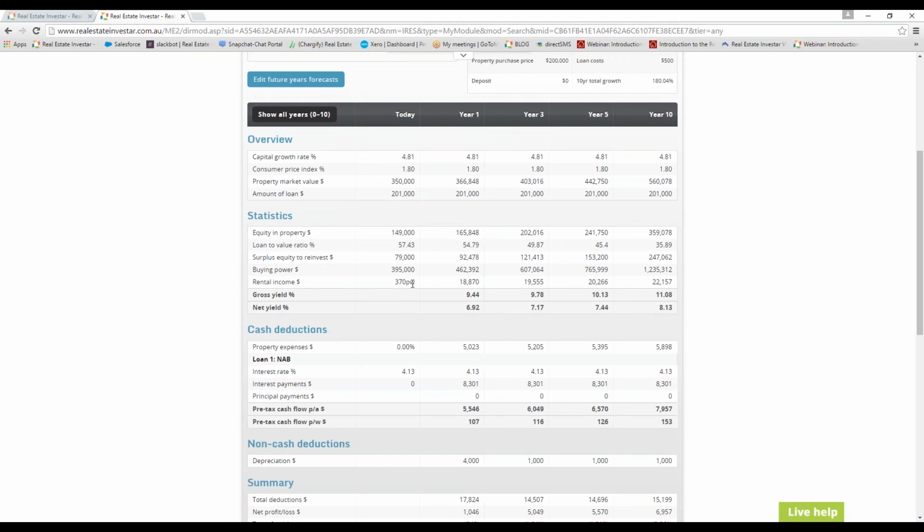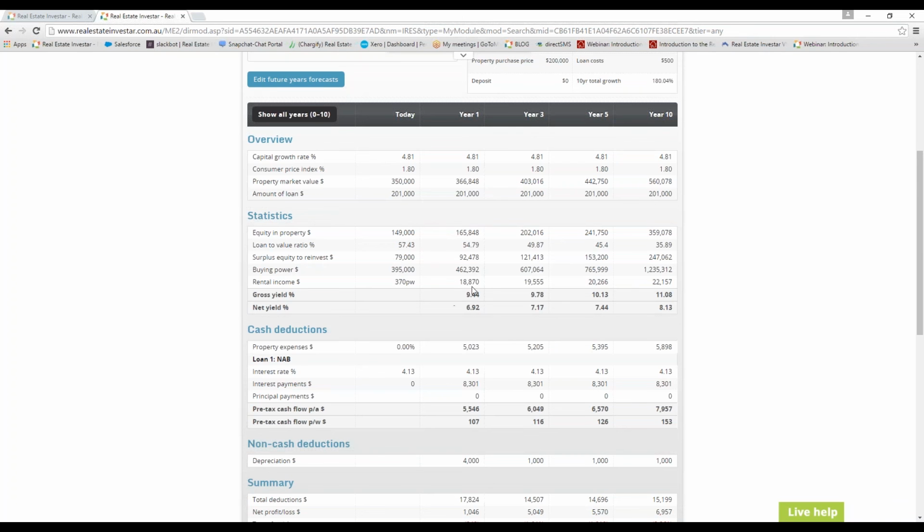$370 per week. And you can see that's increasing with CPI and capital growth as well. Our gross yield in a percentage, 9.44, so before expenses. Net yield after expenses, 6.92%. So that's pretty strong at this stage. We would expect to see it up here considering that we've got quite a bit of equity built up in the property.